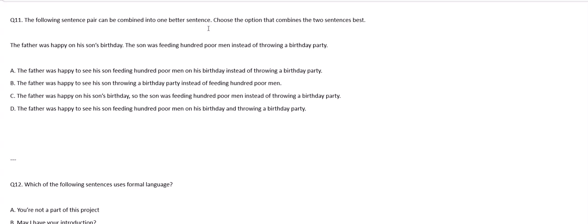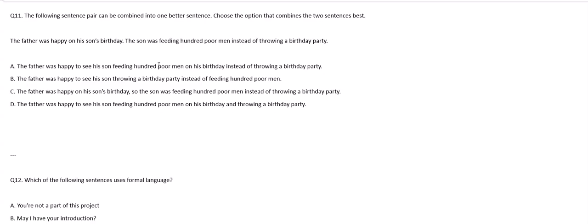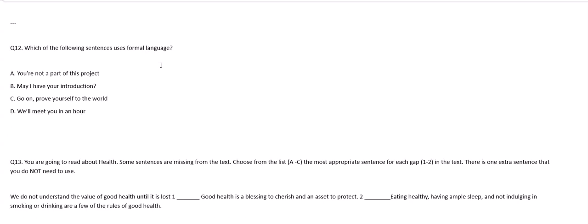But in the actual sentence, they are telling instead of throwing a birthday party, he fed 100 poor men. That means he did not throw a birthday party. Hence, option D is also wrong because it says he has done both the actions. So the answer to question 11 is A. Let's move on to question number 12.